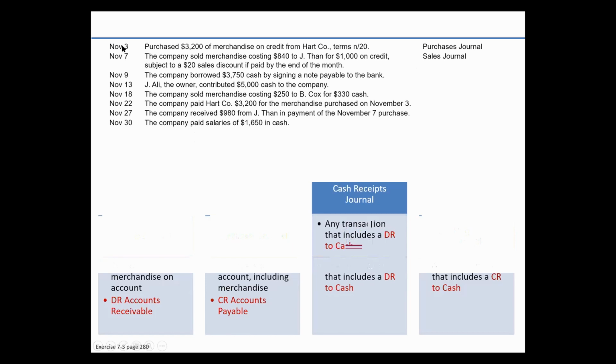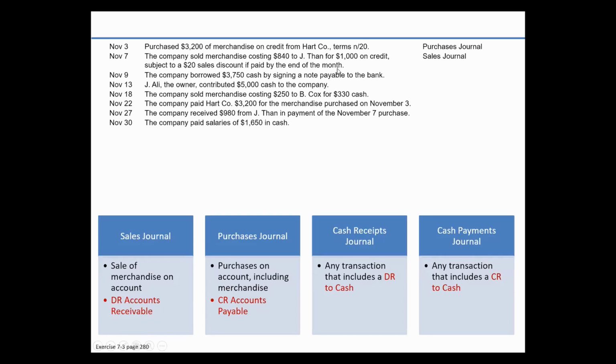Because we purchased merchandise on credit. Now, on November the 7th, the company sold merchandise costing $840 to J. Than for $1,000 on credit, subject to a $20 sales discount if it was paid at the end of the month. Okay, so that is a sales journal. And on November the 9th, the company borrowed $37.50 cash by signing a note payable to the bank. So they received a bank loan. So that's a cash receipts journal.